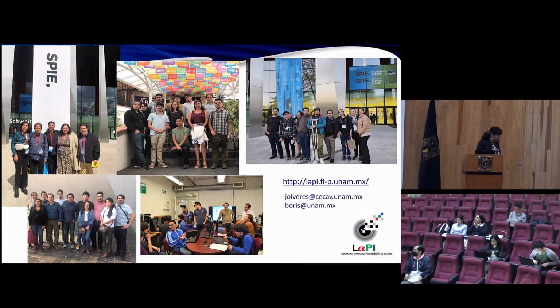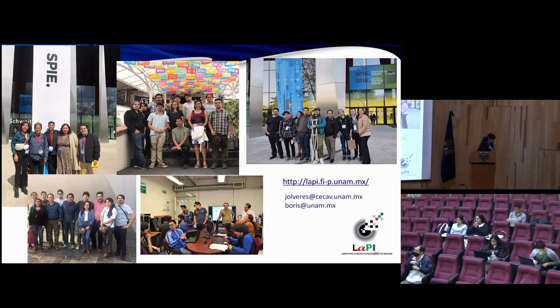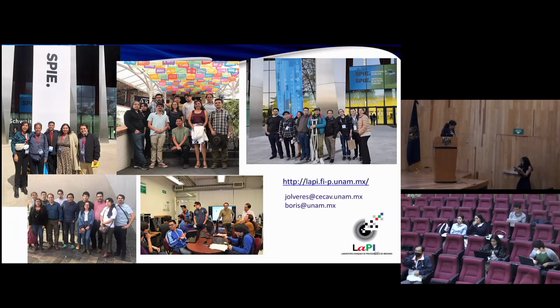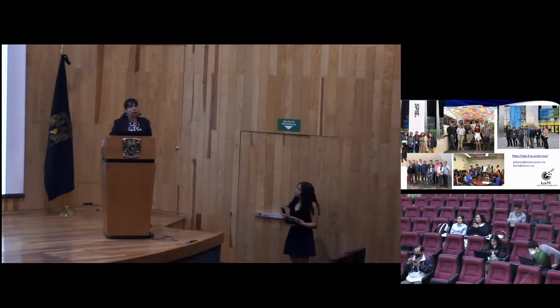The first question says: since ground truth often comes from manual annotations, how can we ensure it is reliable enough to validate algorithms that might eventually outperform human experts? That's a very good question. Thank you very much to the person that asked.